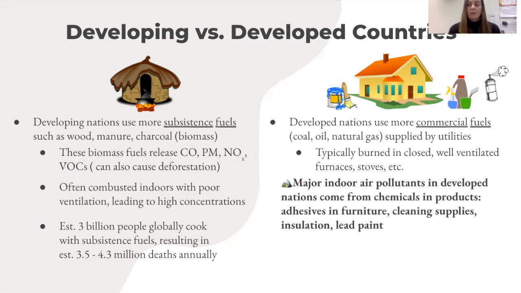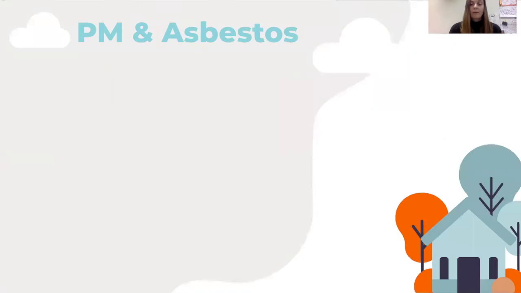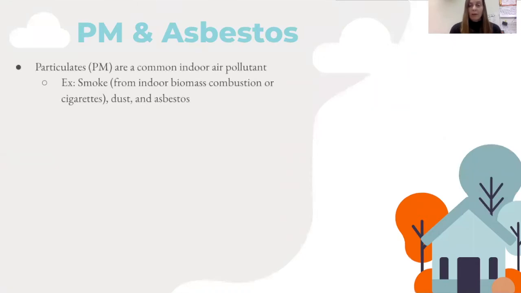So this would be volatile organic compounds in our furniture, in our carpeting, in the materials that are used to build our homes, as well as cleaning supplies, insulation, and lead paint. So let's talk about particulate matter and asbestos. Particulate matter is a very common indoor air pollutant, particularly smoking, whether that's burning wood in a fireplace or from cigarettes, dust, and asbestos.